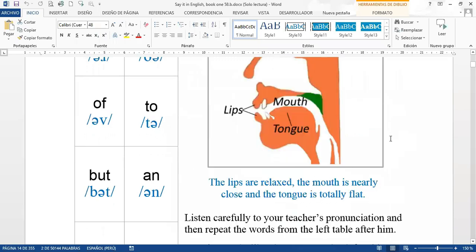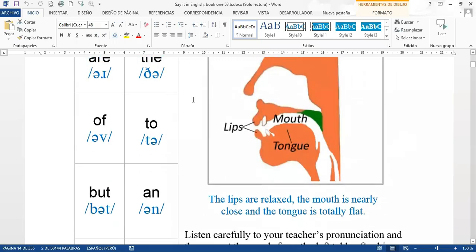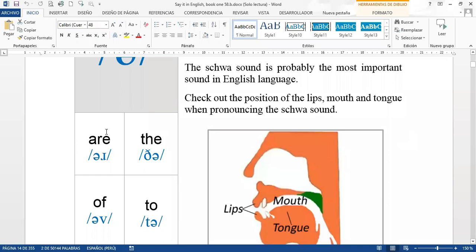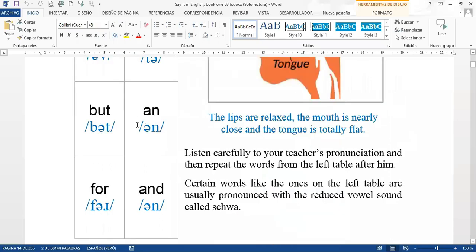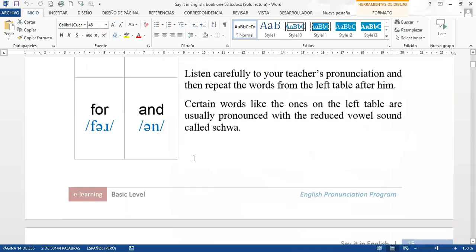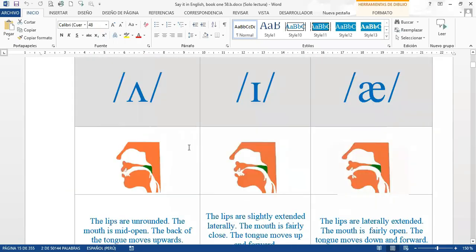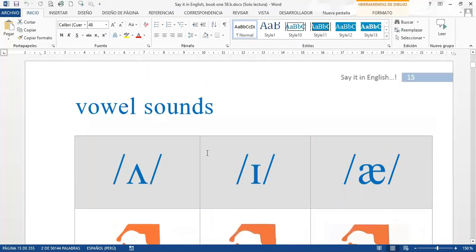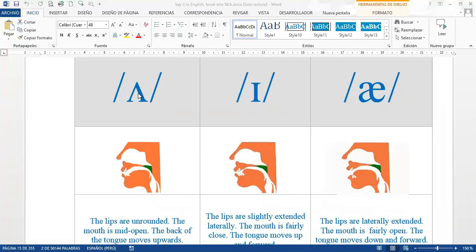So I am talking about the schwa, the most important sound in English. The schwa sound is present especially in monosyllabic words like the, of, to, but, for. These words are usually simplified when we use them in connected speech, when we say sentences. So let's see these sounds. Okay, examples.